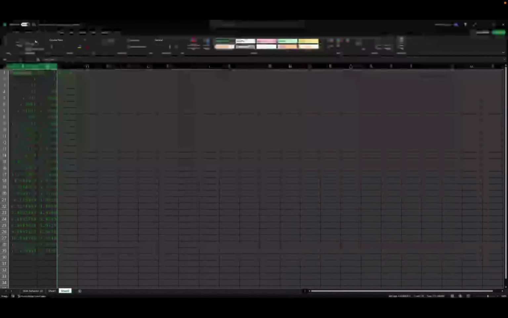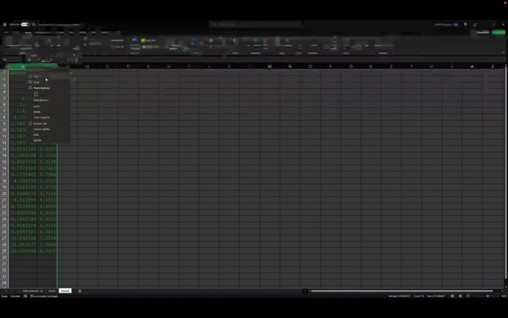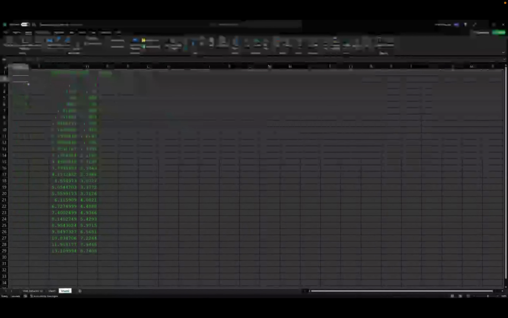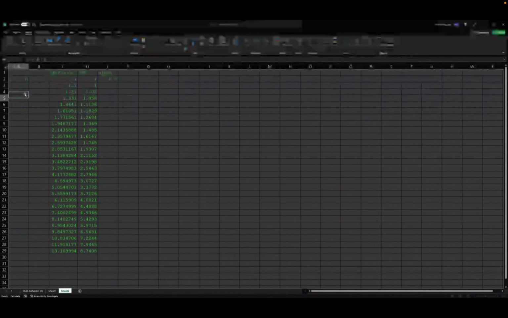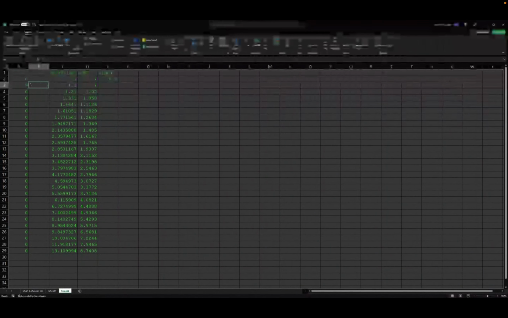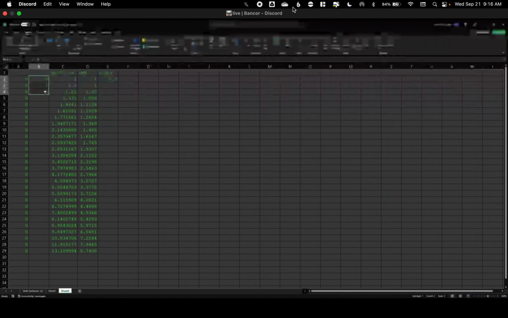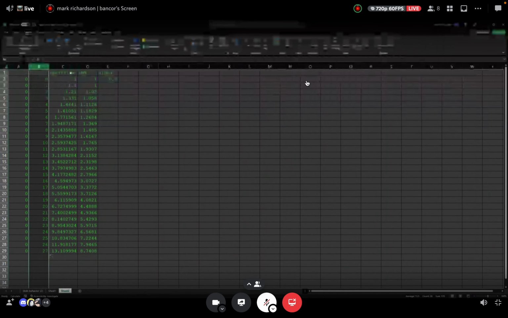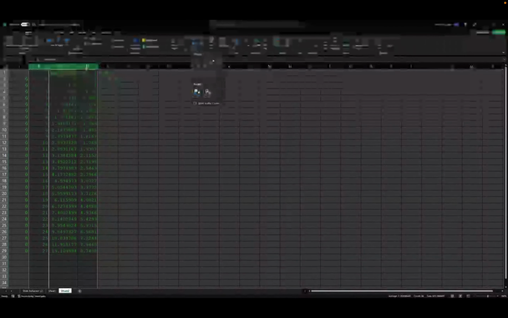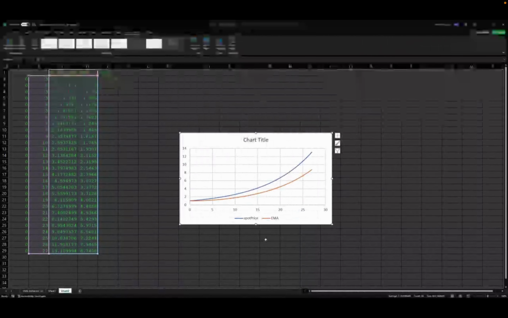And so if I quickly graph this, okay, what you can see very, very clearly is that the EMA is constantly lagging behind the spot price, right, which is what we want.